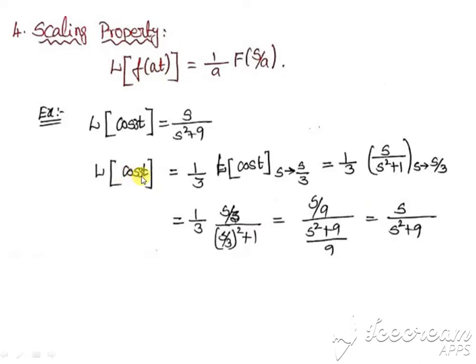Laplace of cos 3t can be written as 1 by 3, where we consider a as 3. So 1 by 3 times the Laplace of cos t, and in that answer s is replaced by s by 3. Cos t answer is s by s squared plus 1, s becomes s by 3, and substituting the value s by 3 and simplifying, we get the same answer. This property is not used in the problem; only the direct statement is asked in the exam.